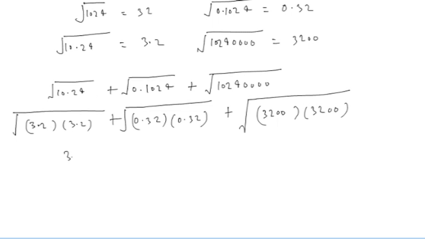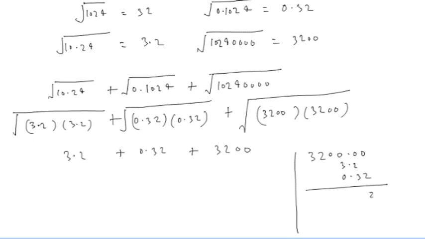So 3.2 plus 0.32 plus 3200. Now add these numbers. You can do some rough work over here if you like, or you can add directly. 3.2 and 0.32, so the number is 253,023. So the answer is 3203.52. This is our answer.